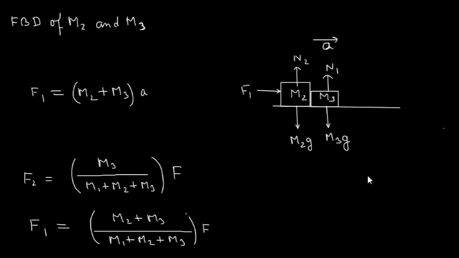Free body diagram of m2 and m3 is given by m2g and m3g acting vertically downward for block m2 and m3 respectively. N2 and N3 are the reaction forces for block m2 and m3 respectively. Force F1 is acting towards right, and acceleration is towards right in the direction of the force. So we can write F1 is equal to (m2 plus m3) multiplied by a. F2 is equal to m3 upon m1 plus m2 plus m3 multiplied by F. F1 is equal to (m2 plus m3) upon m1 plus m2 plus m3 multiplied by F.